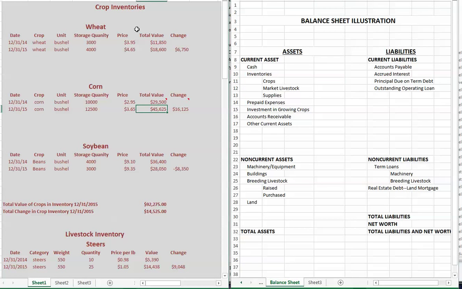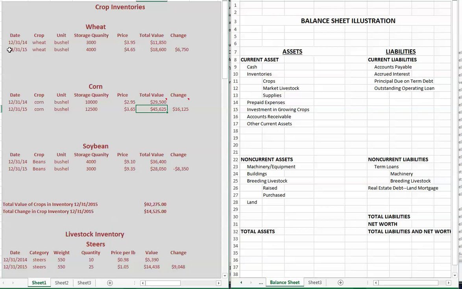So let's run back to the chart of accounts and see we got three different crops in storage. Now it is important to understand on the balance sheet you could break those out into three different crops. That would not be inappropriate. If you just want to summarize, though, it keeps it a little simpler, because you have all the detailed information in the crop inventory.